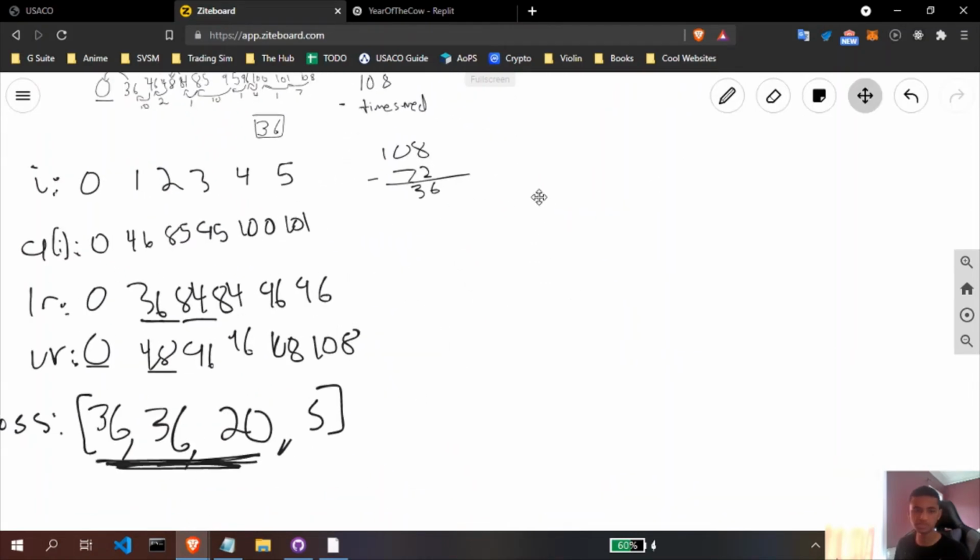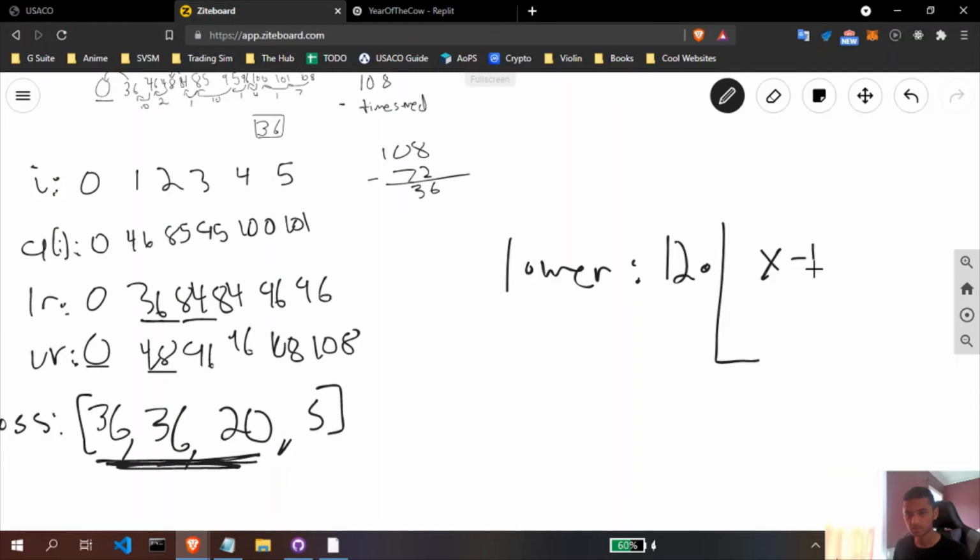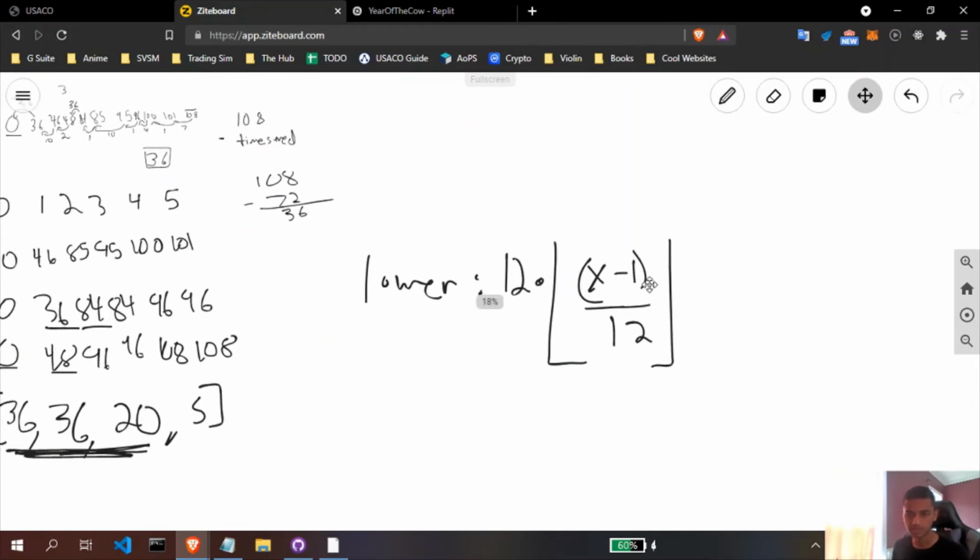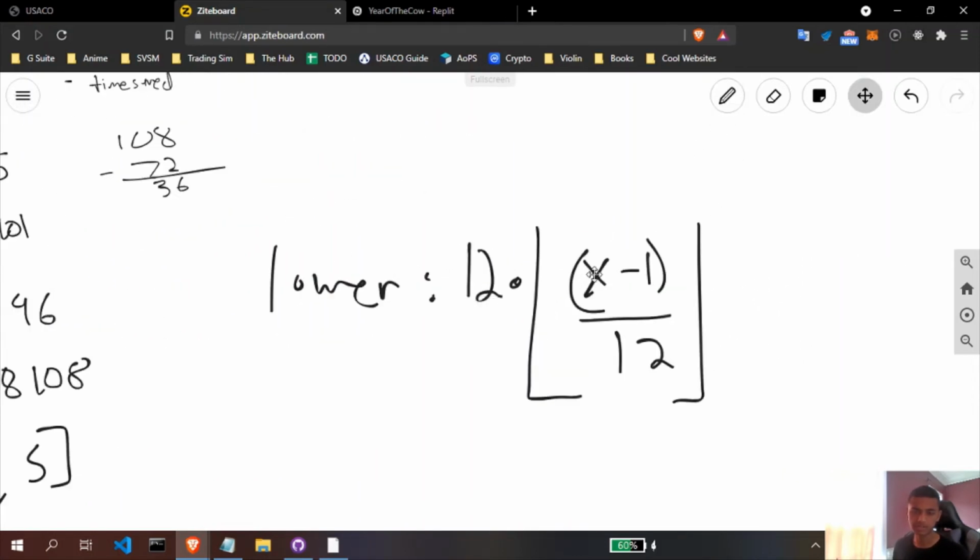And now, before we start programming it, let's look at the algorithm that we can use to calculate the lower and the upper bounds of each number. If we want to get the lower bound, we essentially have to do 12 times the floor of x minus 1 divided by 12. The reason we're doing so is, let's say x is equal to 5. So 5 minus 1 divided by 12 is essentially 0, so it gives us the lower bound.